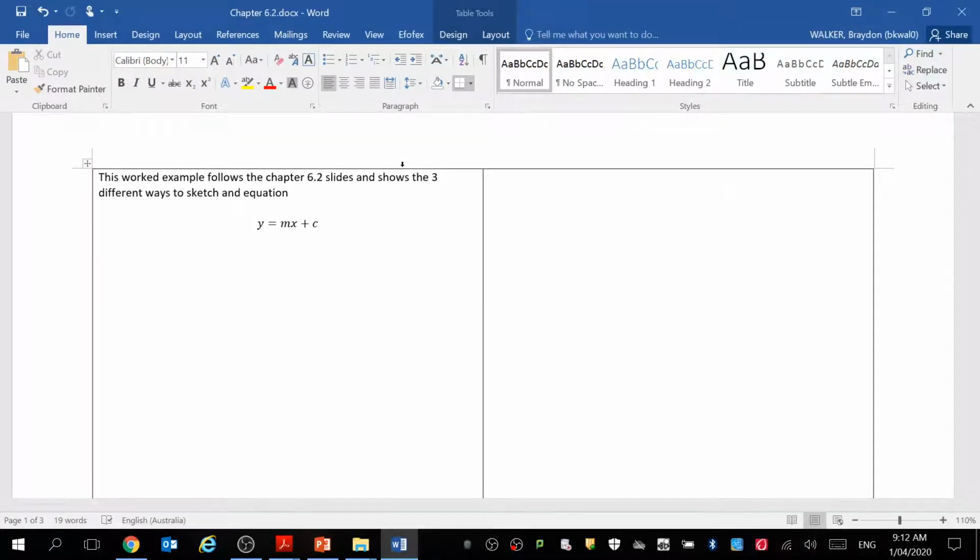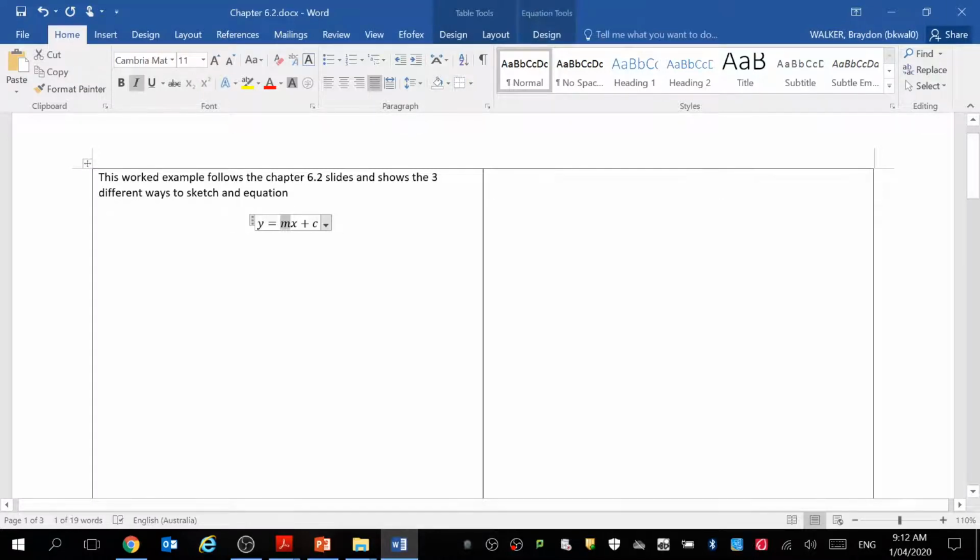We're here with chapter 6.2, and today we're going to look at sketching a linear equation. Now, before we learn how to sketch, we've actually got to understand what a linear equation is. What I've got in front of me here is obviously y equals mx plus c. That is our general equation for a straight line. Now, what we need to talk about is both the m and the c value.